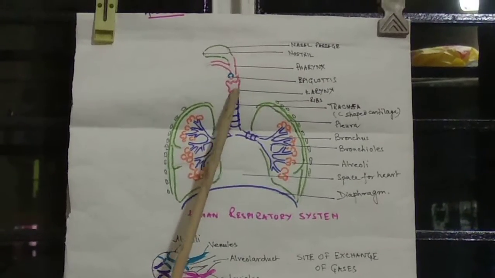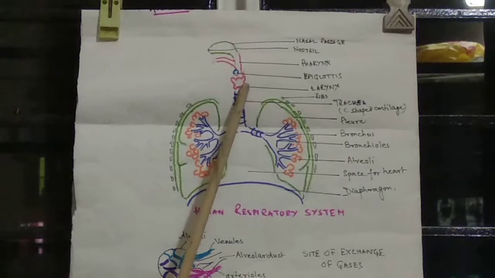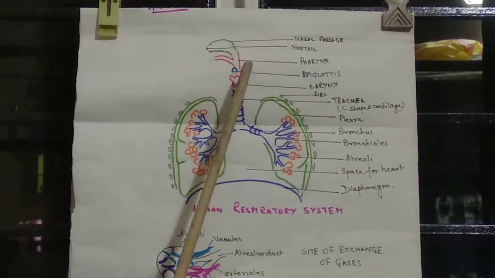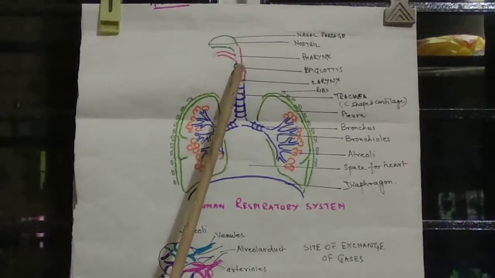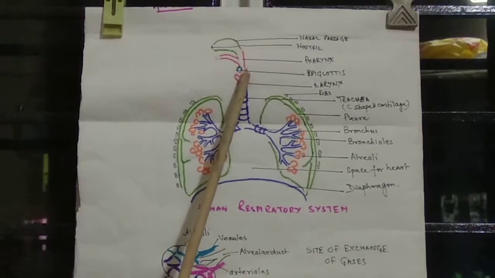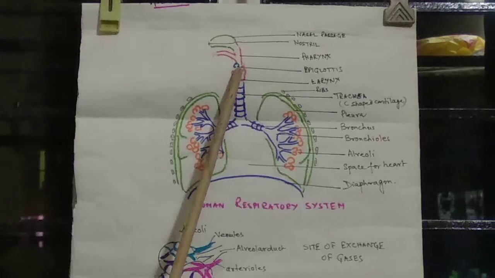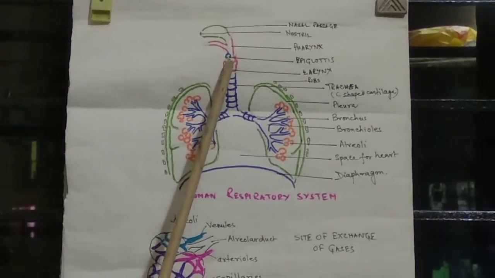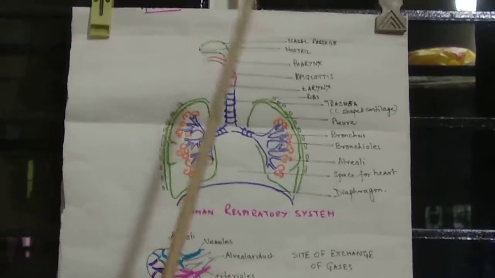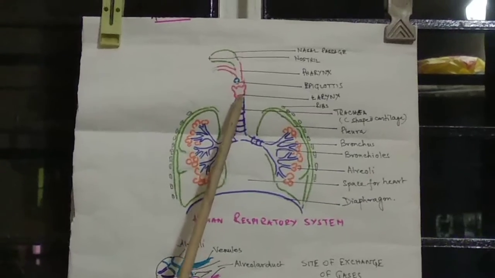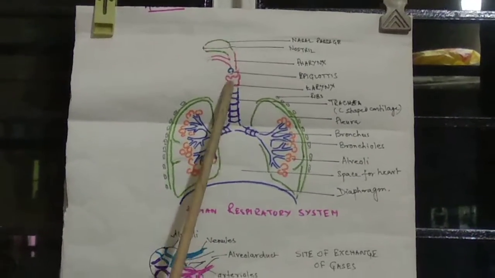Now the larynx is called the voice box. Why is it called the voice box? Because the larynx contains some cartilages, and when the air comes in and strikes these cartilages, they vibrate and cause sound. So it is called the voice box. From the larynx, the air enters into the windpipe or trachea.